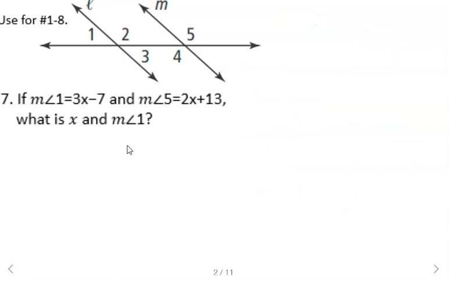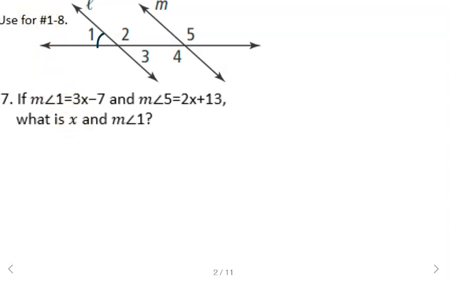Using that same diagram, now we're going to suppose that the measure of angle 1 is 3x minus 7 and the measure of angle 5 is 2x plus 13. Well, 1 and 5, if we had to classify them, we would probably say same side exterior. They are supplementary. We can see obviously that 1 should be acute and 5 should be obtuse.